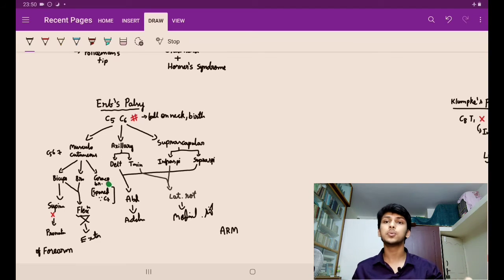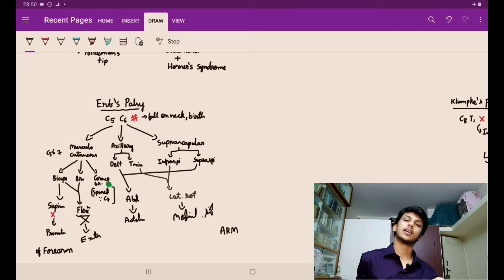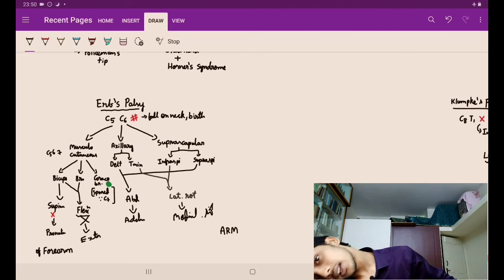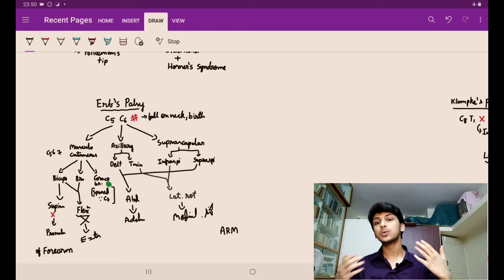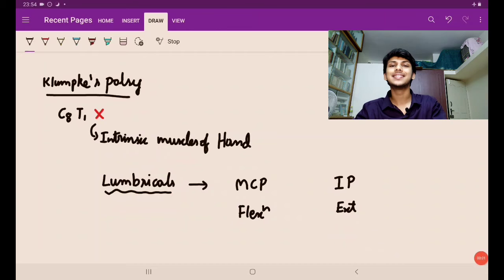One more thing, in adults, what can happen is if they fall with a hyperextended neck, like falling down the stairs and landing on the hyperextended neck like this, that can also cause injury to the upper trunk. Now let's study Klumpke's paralysis.